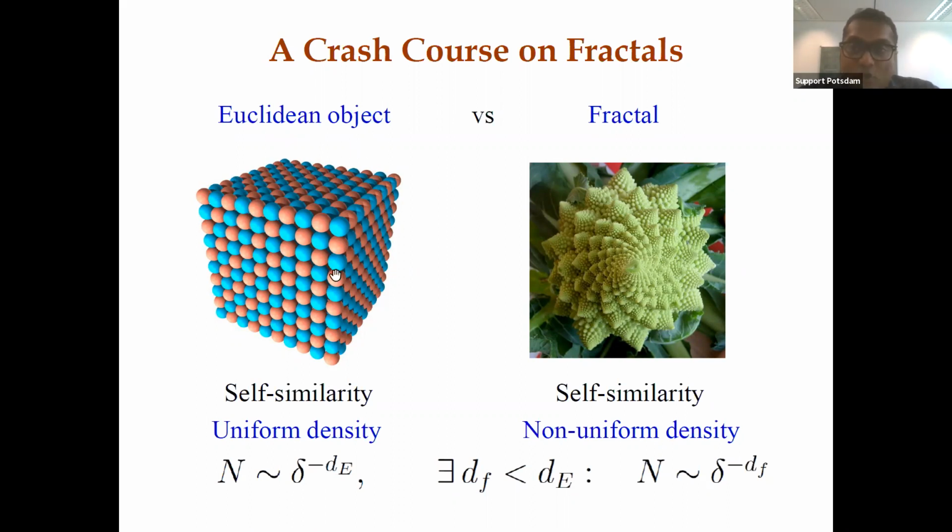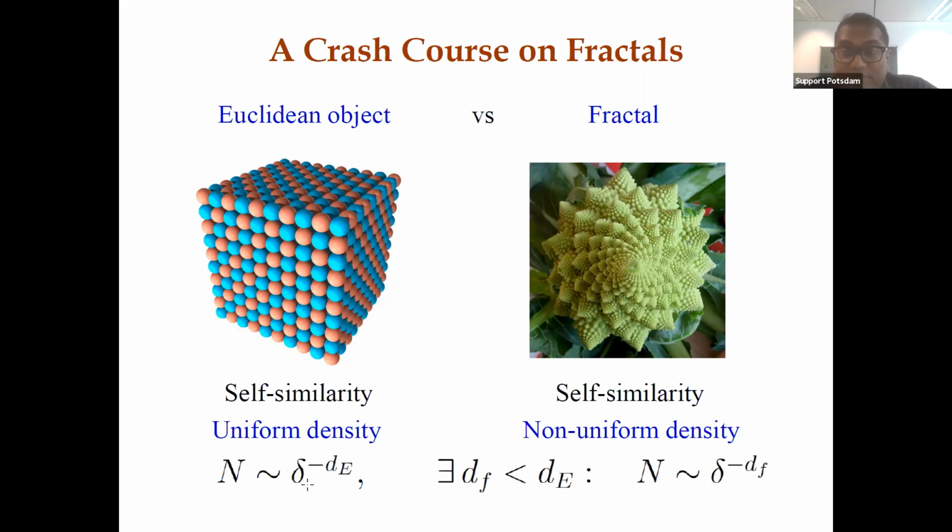subdivide this Euclidean object on the left side with boxes of size delta. So let's take boxes of size delta and see how many boxes will fit in this Euclidean object. If the number of boxes that you need to fill up this Euclidean object is N, then N goes like the inverse of the box size to the power of the Euclidean dimension. In this case, it is 3.